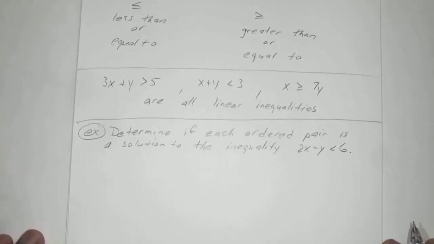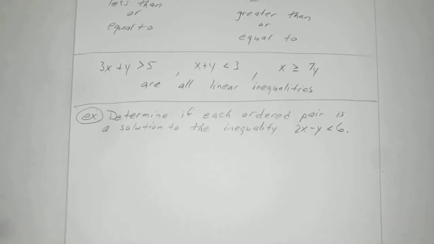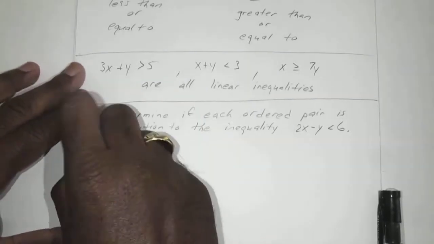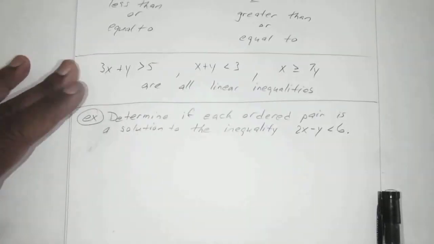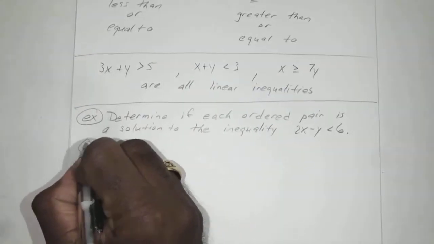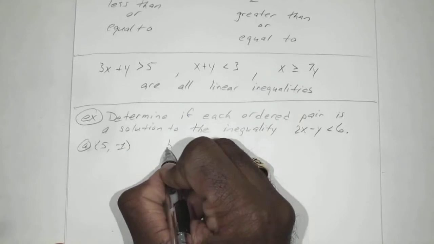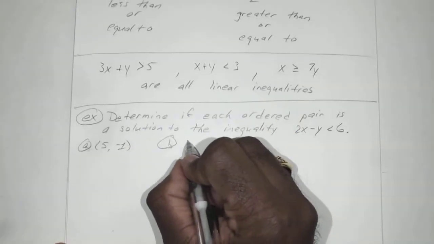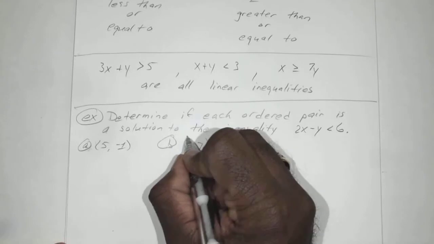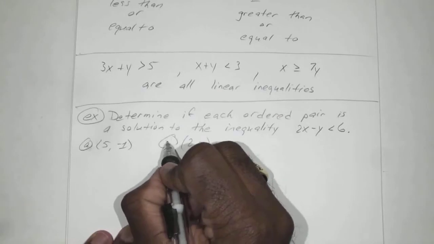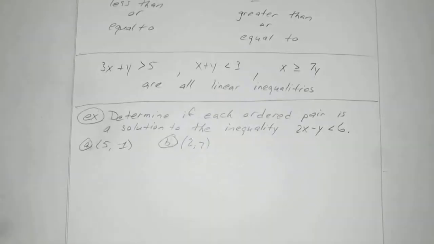We'll bring that up a little bit. Okay, so the first one, we'll let that be 5 and negative 1. And for problem B, we'll let it be 2 and 7. Okay, so you have 5, negative 1, and the point 2, 7.